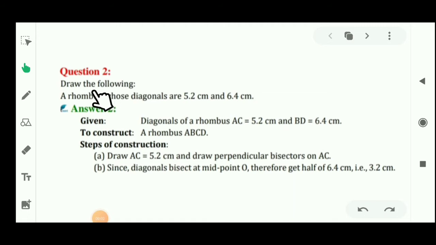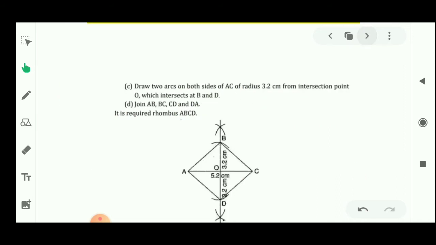Question number 2 is draw the following. A rhombus whose diagonals are 5.2 centimeter and 6.4 centimeter. Let's see, students, the solution of this given question.